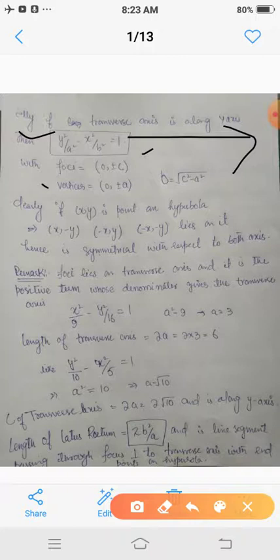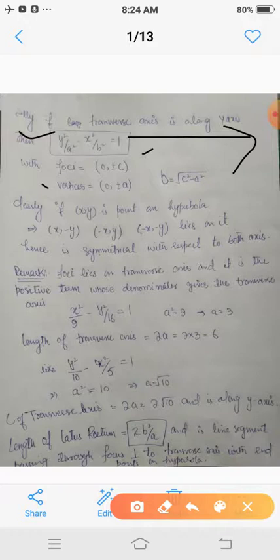Clearly, in both the equations, if (x, y) is a point which satisfies these two equations, this means that (minus x, y), (x, minus y) and (minus x, minus y) also satisfy the given two equations. So from this we conclude that these hyperbolas, the first whose transverse line is along the x-axis, the second whose transverse line is along the y-axis, are symmetric about both the axes.